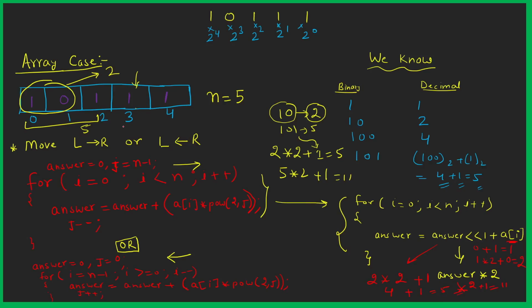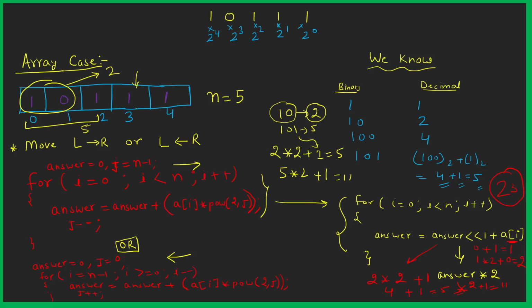Next, it will say that this whole answer multiplied by 2 plus A[i]. So this whole answer is actually 11. 11 multiplied by 2 is 22, plus A[i], that is 1. That means 22 plus 1, 23. So this is how I am getting 23, the integer representation of this binary form. So instead of this power, I can use just the left shift operator. This left shift operator is less time consuming in comparison to the multiplication operator.